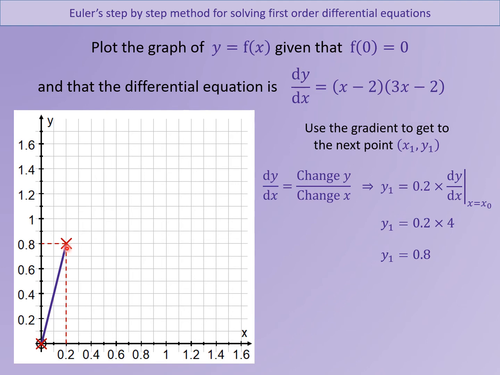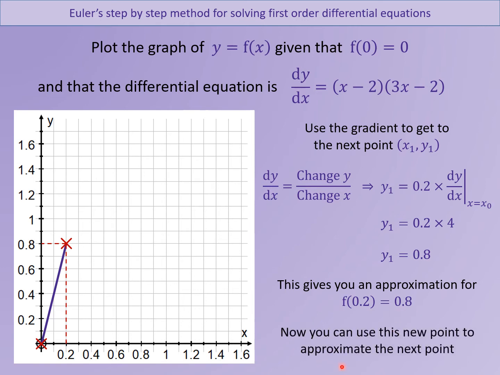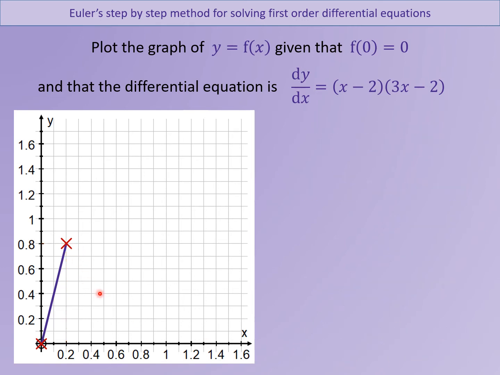I need to look at the gradient of the graph at this point. And that's what I'm going to do next. So yes, that gives us an approximation of 0.2. We've got a new point, which I'm going to work with. And I'm going to work out the gradient at 0.2.